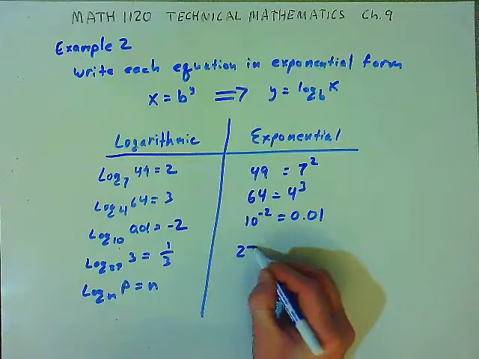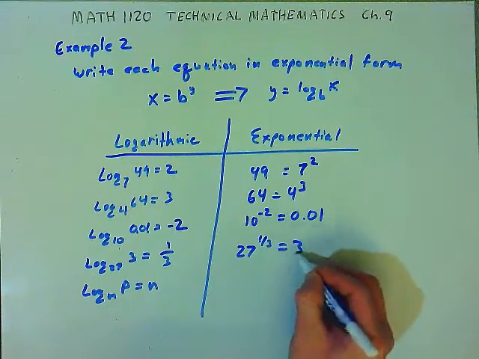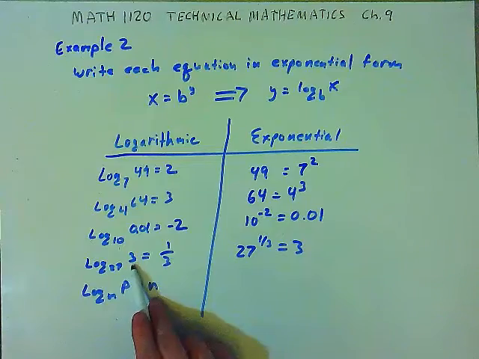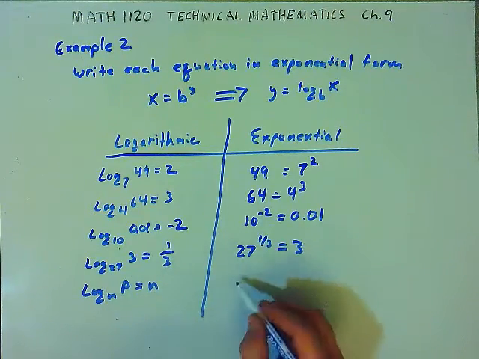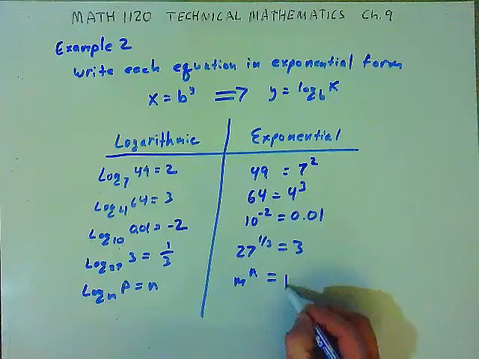Here we have 27 to the 1/3 power is equal to 3. So the base to this power is equal to this number. And here we have m to the n power is equal to p.